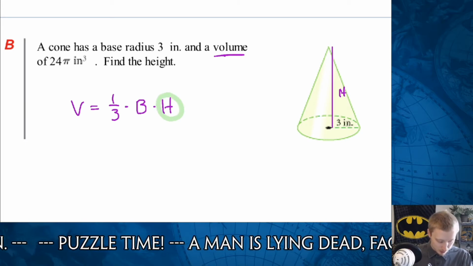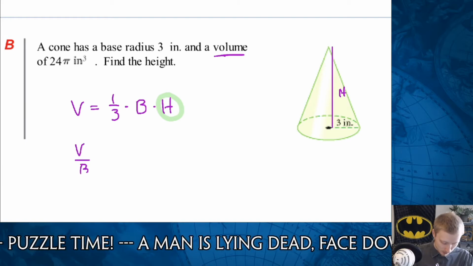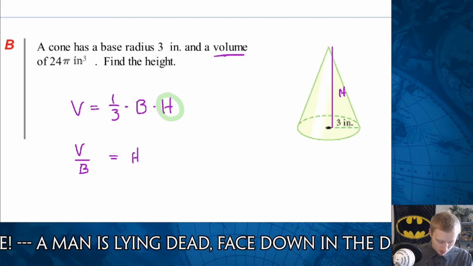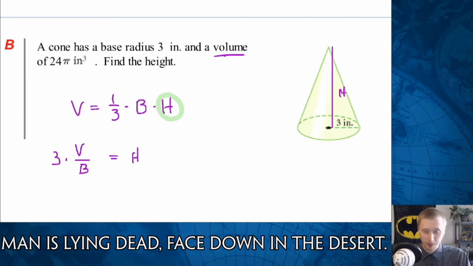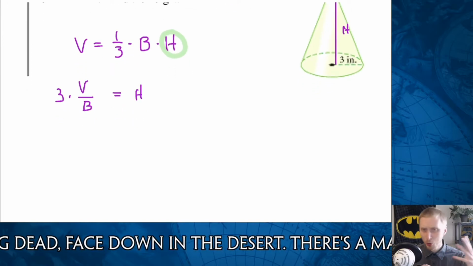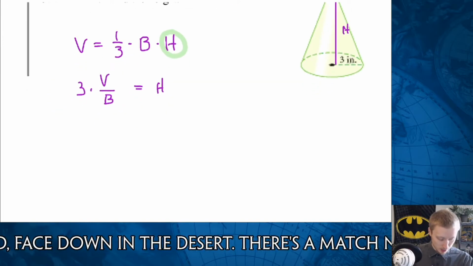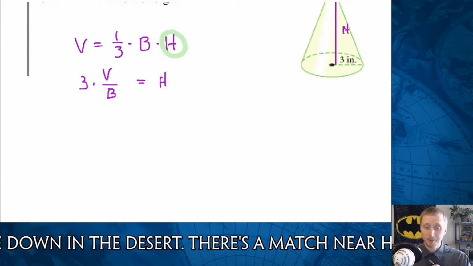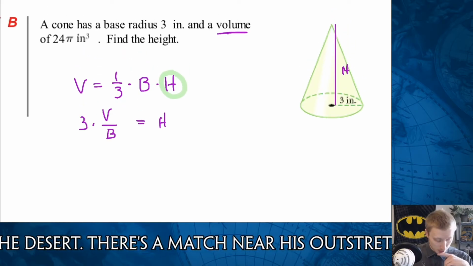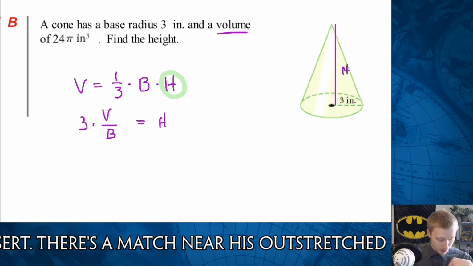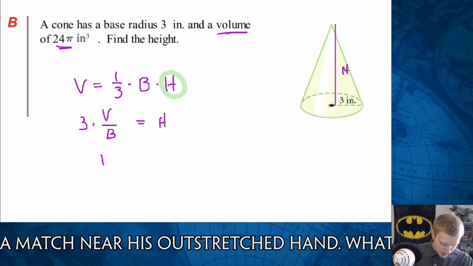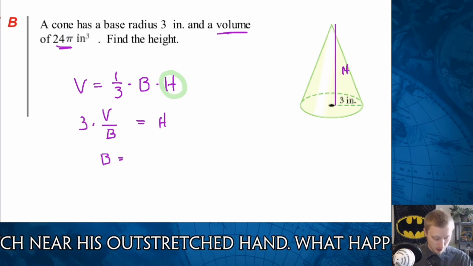So I'm going to divide both sides by B, and that equals 1/3 h, and I'm also going to multiply both sides by 3. I kind of went ahead and combined those steps there. But I hope you can work out why this equation is just as correct as the other. So I need to find V and B. What else have we got? We know V. They tell us the volume is 24 pi inches cubed. What I don't have is B, the area of the base. So I need to find that one first.